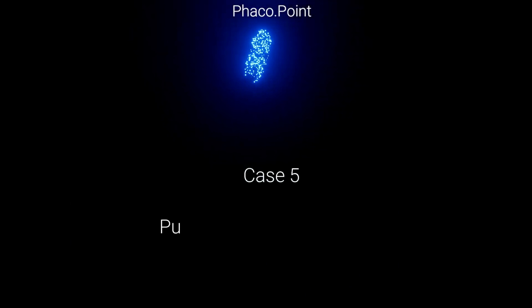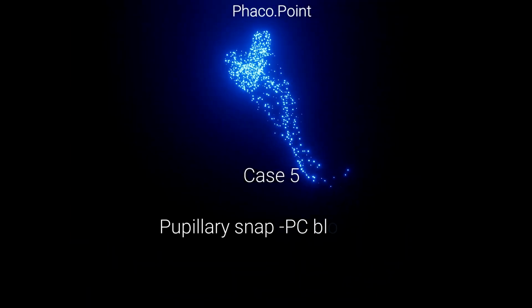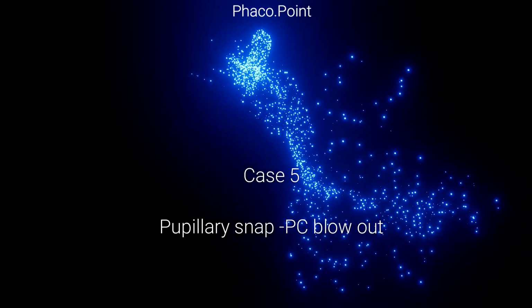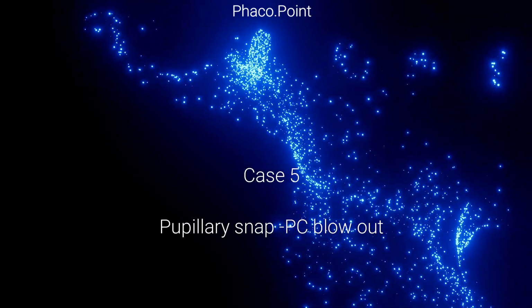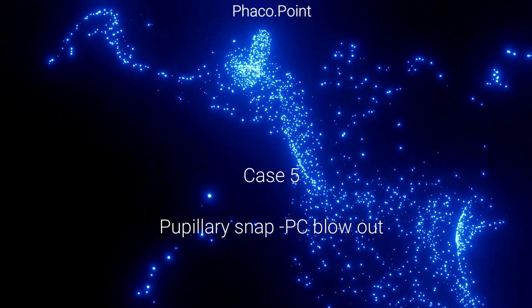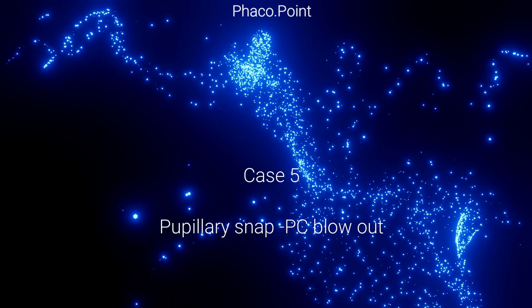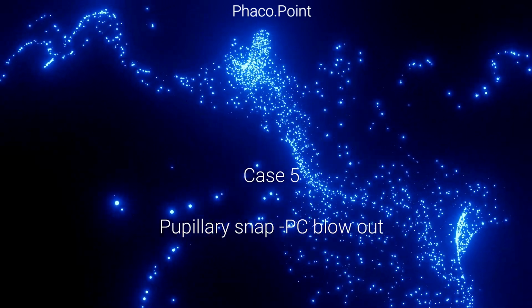Now we do know that when we have a harder cataract, there's an increased propensity of creating a PC blowout while performing an aggressive hydrodissection. Now this is a patient with a relatively dense nucleus sclerosis and a posterior polar cataract.